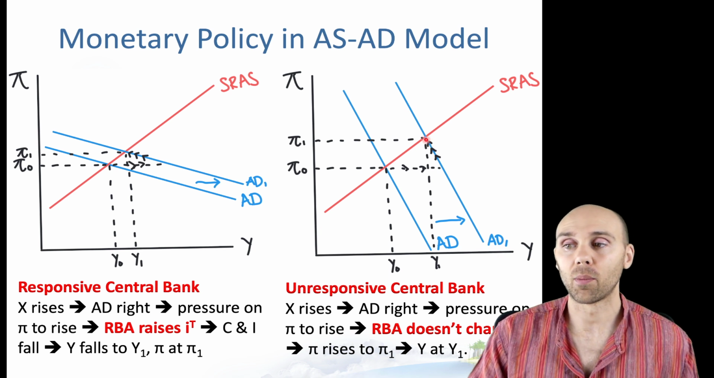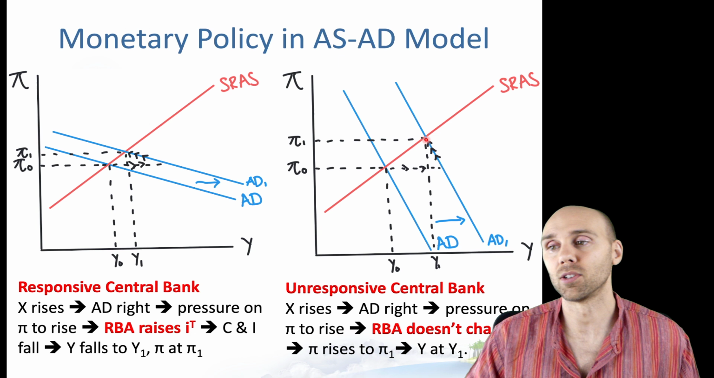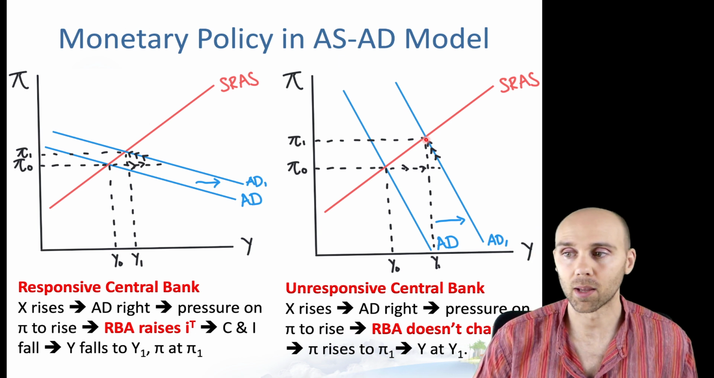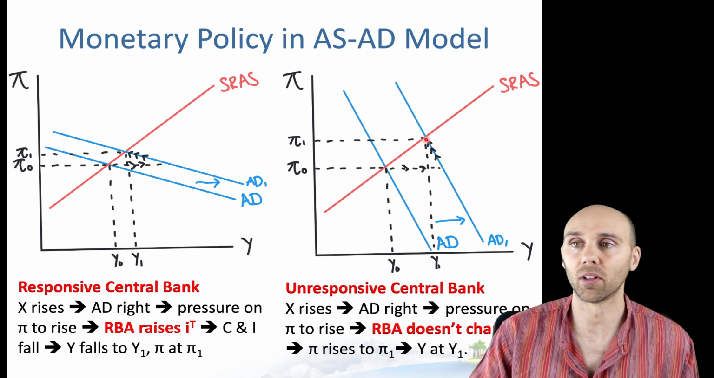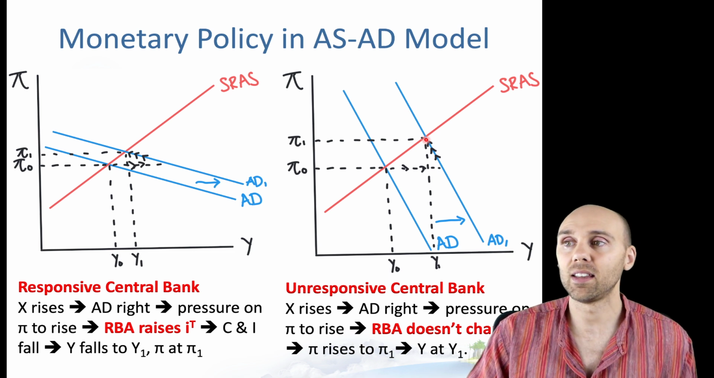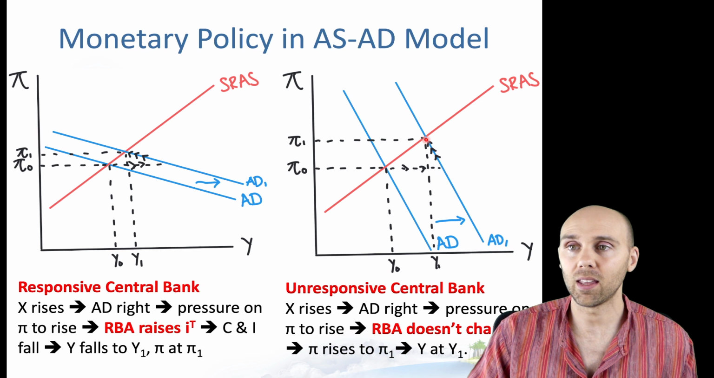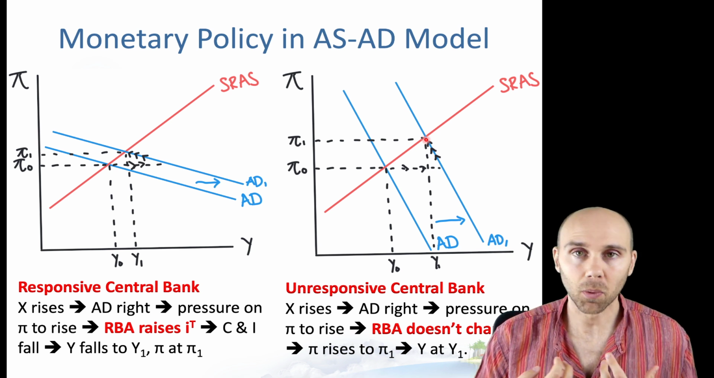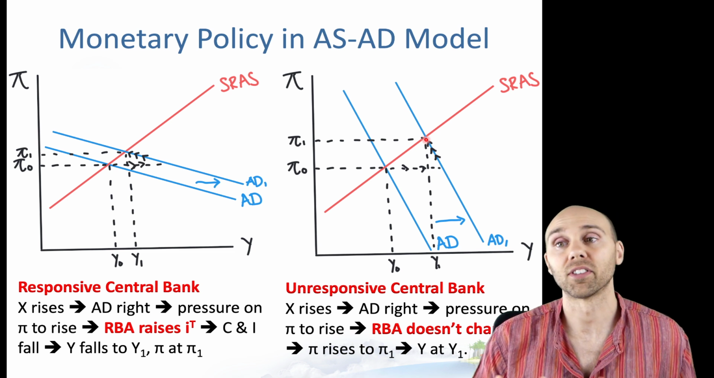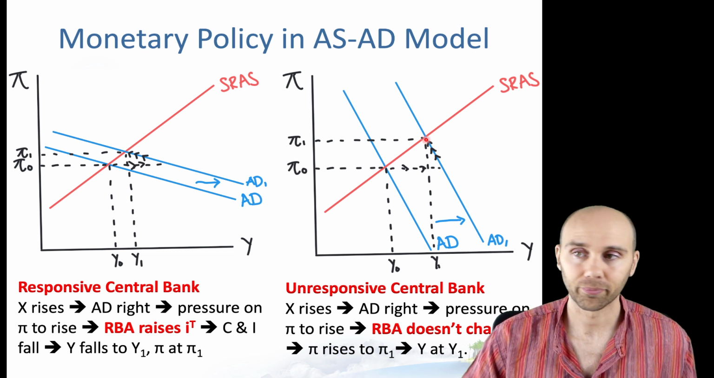So that's when the RBA doesn't put a lot of effort into changing the interest rate, for example, trying to cool down the economy with contractionary monetary policy. So there we can see the connection between the responsiveness of the central bank and the slope of the AD curve.